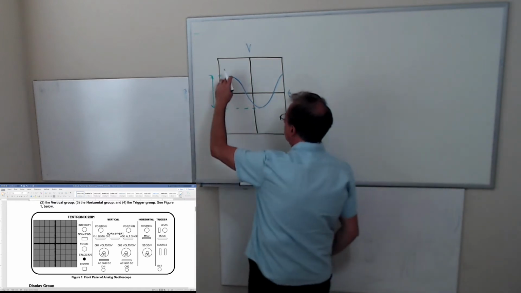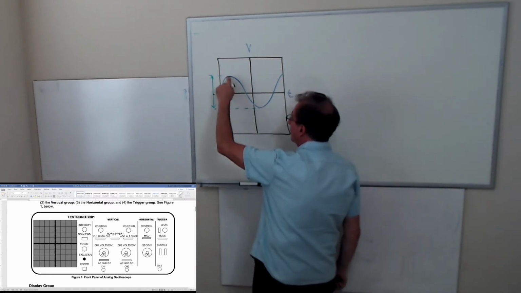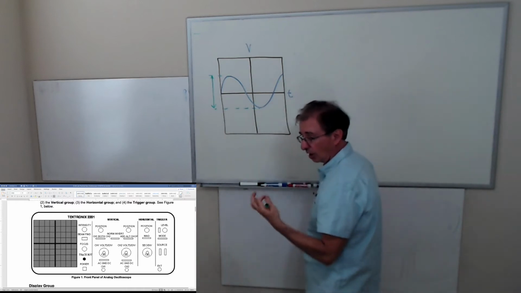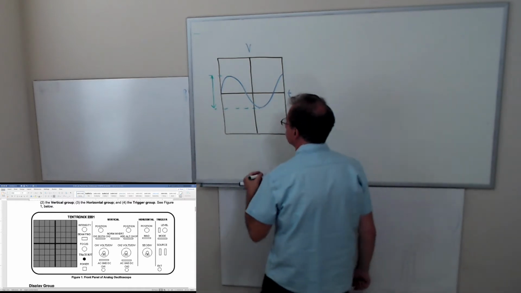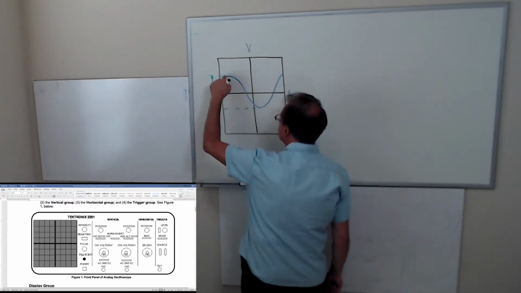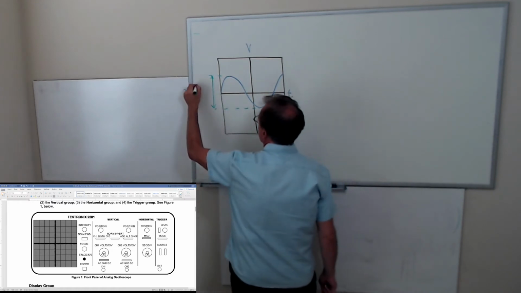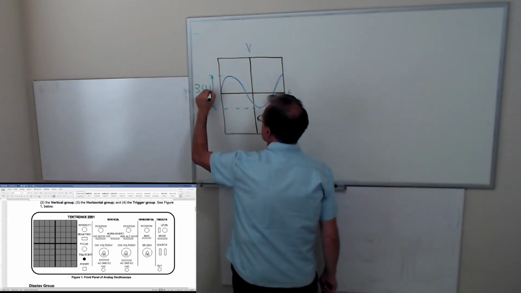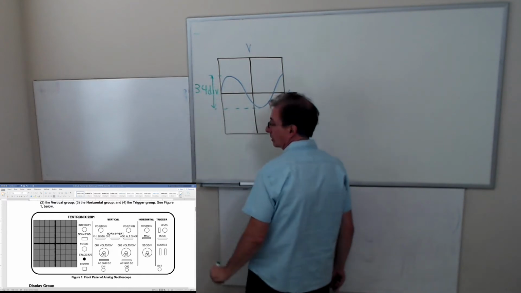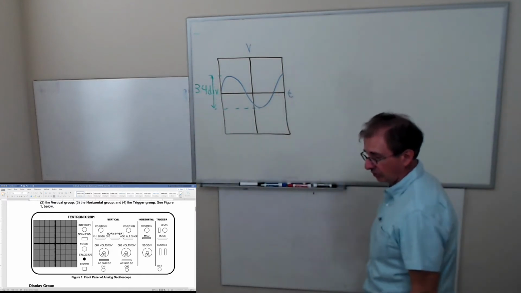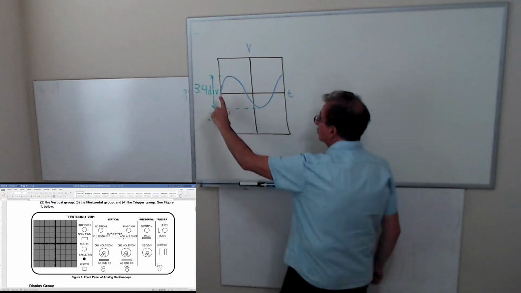Let's say that the height from here to here, from the upper peak to the lower peak, called the peak-to-peak voltage, this distance is 3.4 divisions. Okay? Let's say I measure this to be 3.4 divisions.